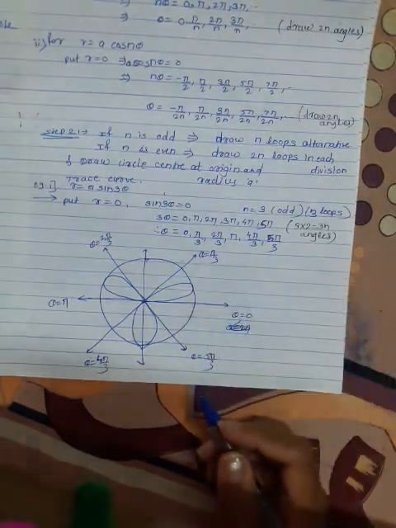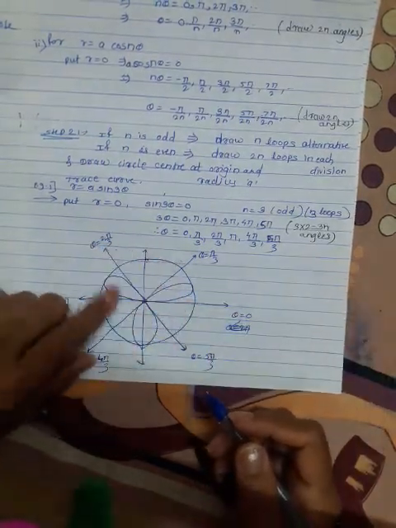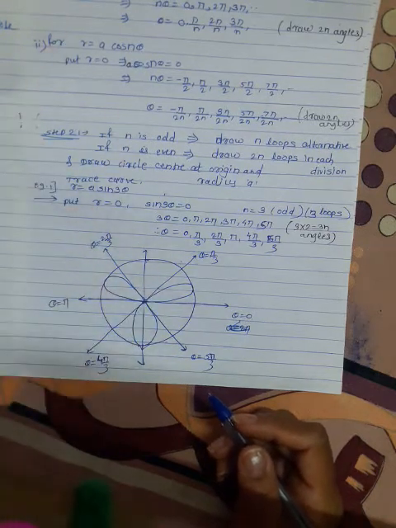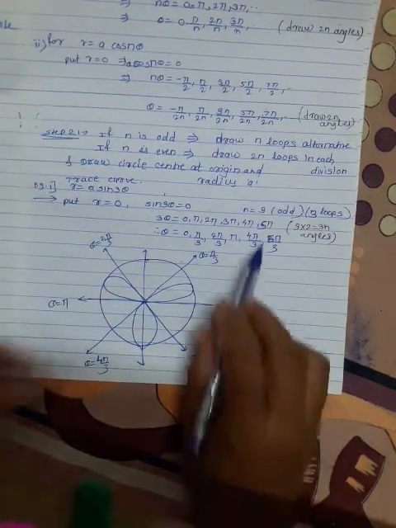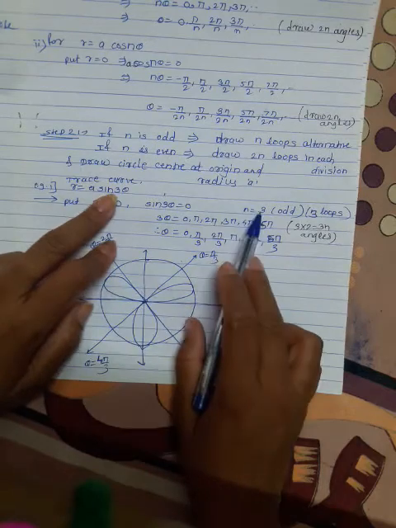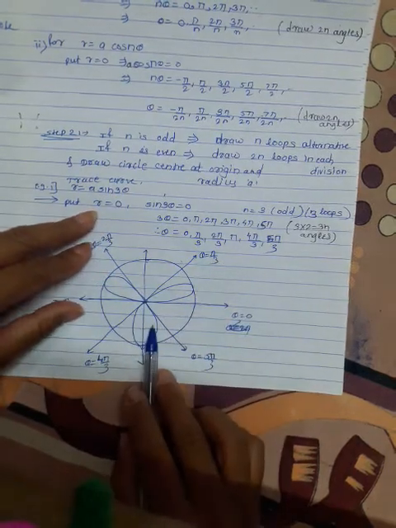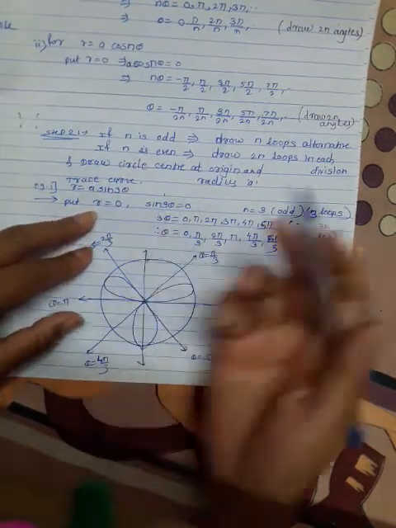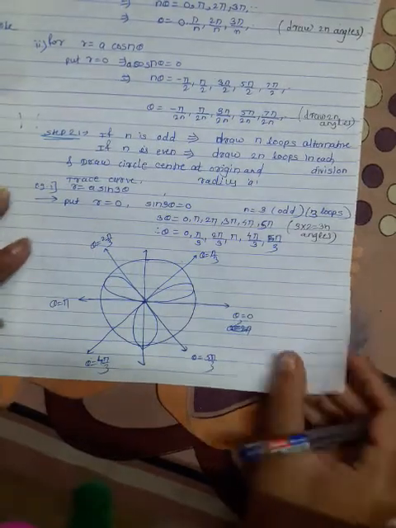It looks like a flower, like a flower petal, that's why these are called rose curves. Now if n is odd, there are only n loops, here 3 loops. If n is even, there are double loops. Let us see the next example.